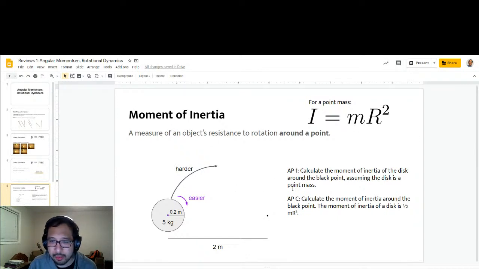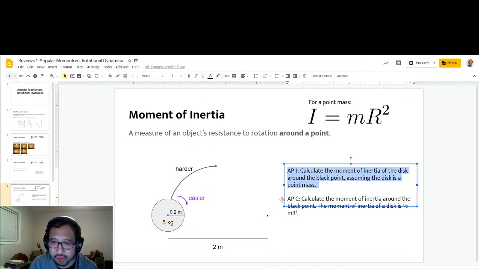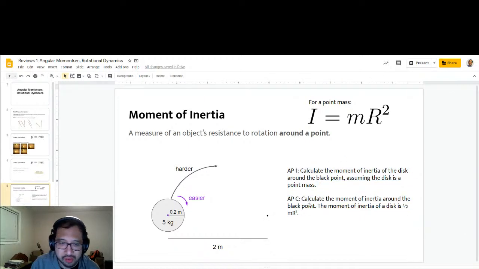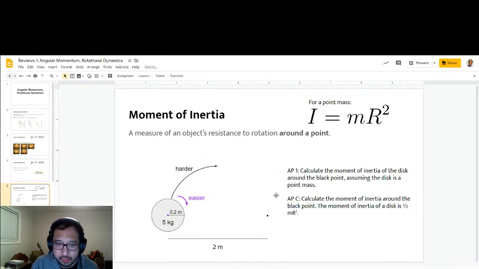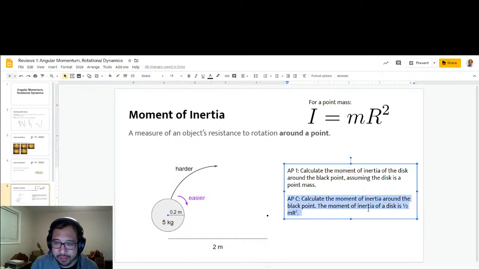Okay. If you're an AP1, please take a look at this question, see if you can solve it. If you're an APC, please take a look at this one, see if you can solve it. It's good to practice these things. If you're unsure on moment of inertia or you just want some review, it's a good thing to practice here. It's worth mentioning that for APC, we will be calculating the moment of inertia of this object considering that it's a disk instead of assuming that it's a point mass. And we'll get a slightly different moment of inertia for it, but it's still going to be very close. Okay, so pause the video here, take a shot at it, and we'll resume in just a couple of seconds.